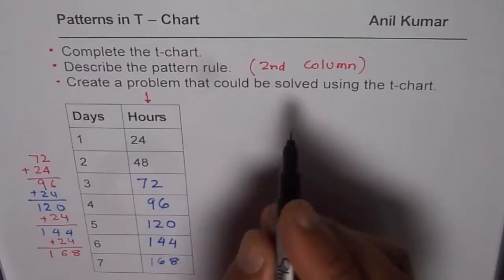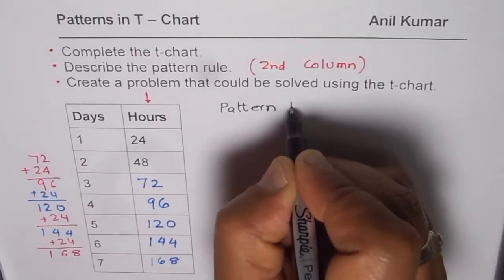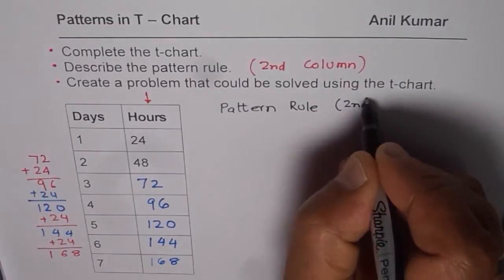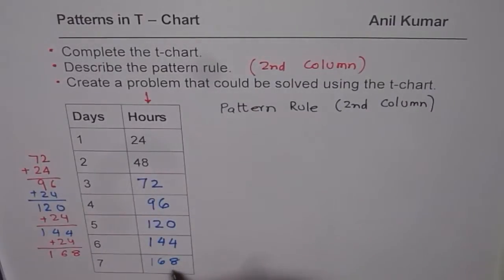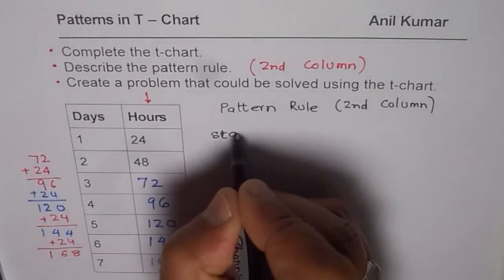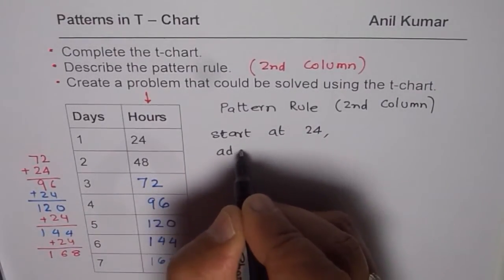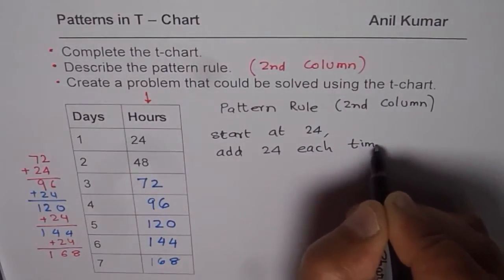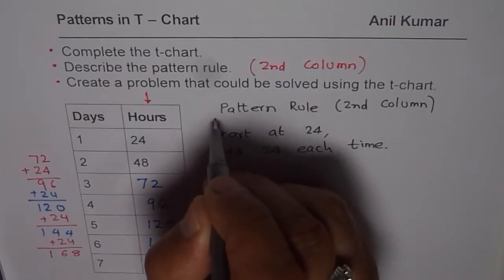And now let us describe the pattern. We call that the pattern rule. So what is the pattern rule here? This pattern rule is for the second column. So let me write second column to be very clear. What is happening in the second column? You start at 24 and then add 24 each time. That is how we complete this T-chart, and that becomes the pattern rule for the second column. So that's the second part.